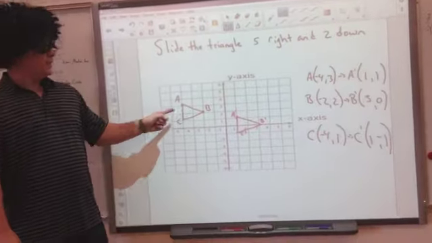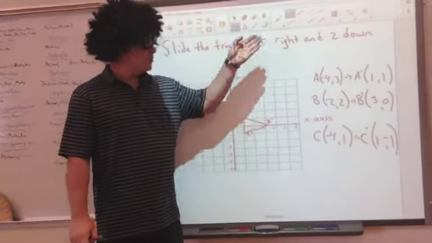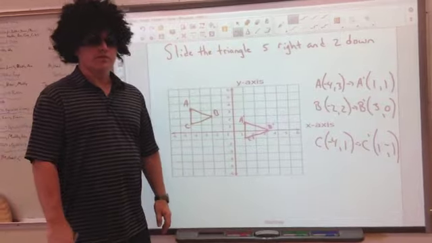So now what we did is we slid that entire triangle, and we've also labeled all our prime coordinates.